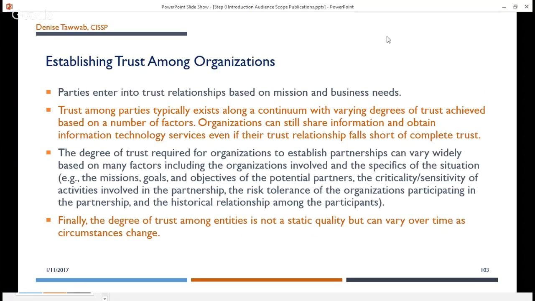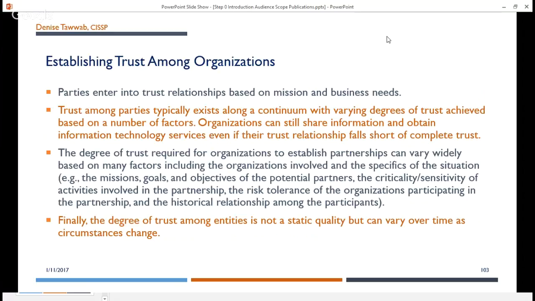Establishing trust among organizations. Parties enter into trust relationships based on mission and business needs. Trust among parties typically exists along a continuum with varying degrees of trust achieved based on a number of factors. Organizations can still share information and obtain information technology services, even if their trust relationship falls short of complete trust. The degree of trust required for organizations to establish partnerships can vary widely based on many factors, including the organizations involved and the specifics of the situation.